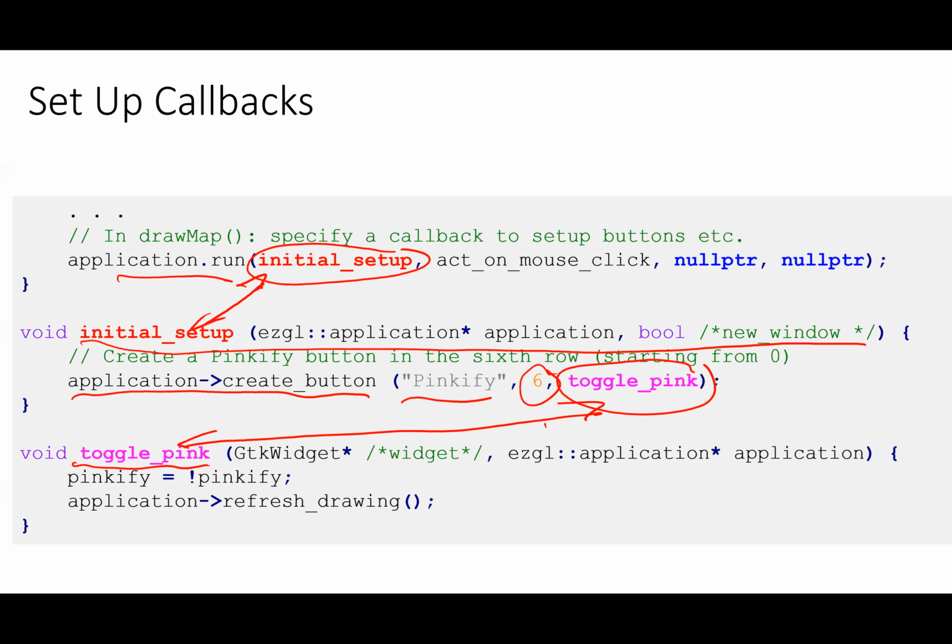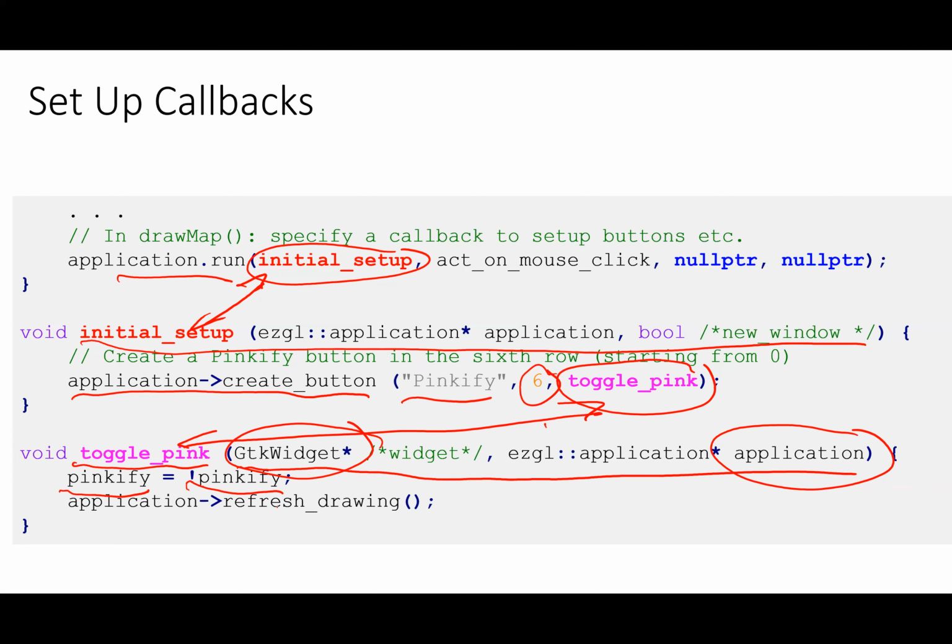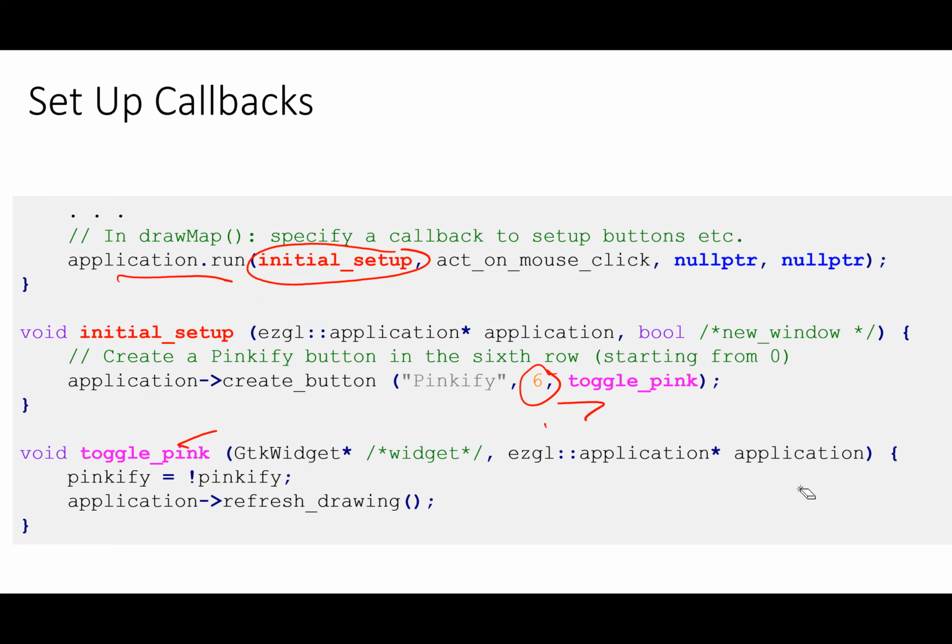I can call it anything I want, but it has to take this function signature. It has to take the EasyGL application pointer, and it takes a GTK widget pointer. I'm not using the GTK widget pointer right now, and you might not use it at all. That's pretty common. So all I do is I have a global variable called Pinkify, and I just invert it. So if Pinkify was on, when you click this, I turn it off. If Pinkify was off, when you click this, I turn it on. And then I refresh my draw, because the same reason that I had in the mouse, act on mouse move, I want the update to take place right away.